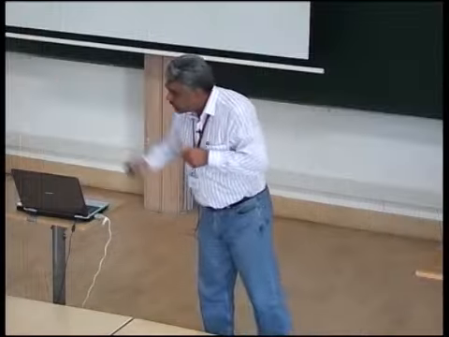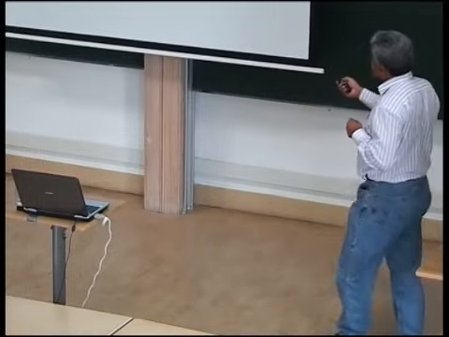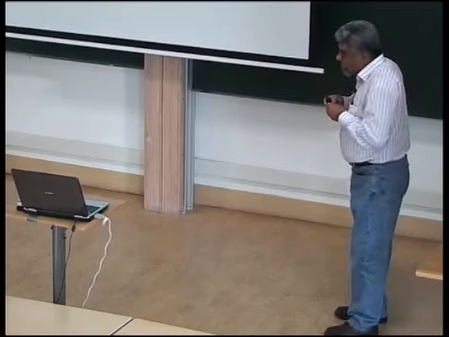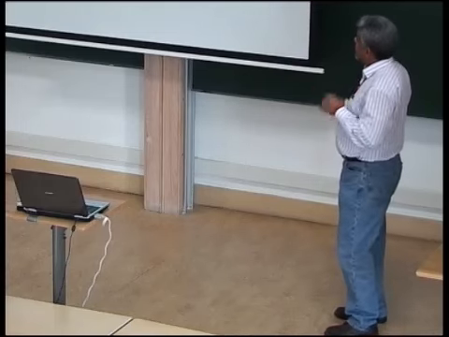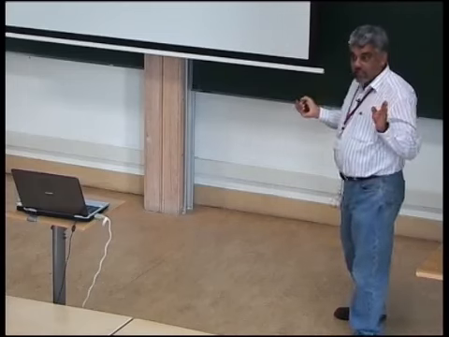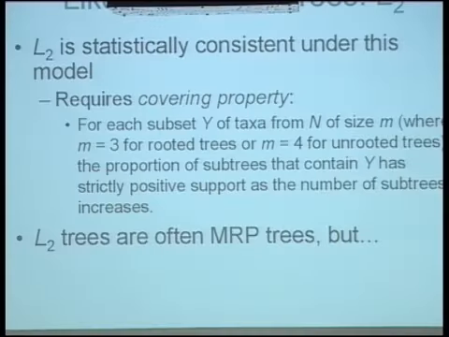They keep being represented as I keep adding those trees. They don't disappear from sight, so they have strictly positive support as the number of subsets increases. Then that's fine. It's statistically consistent. L2 is statistically consistent. So this is really interesting, isn't it? Because now we have a way of looking at the consistency of supertrees, whereas we never had this before.